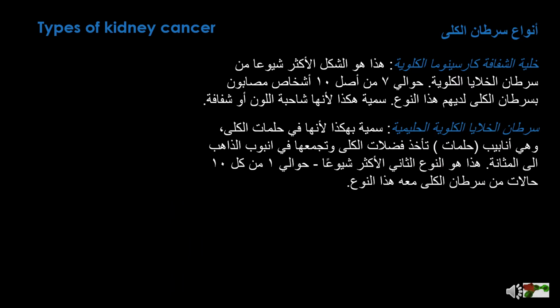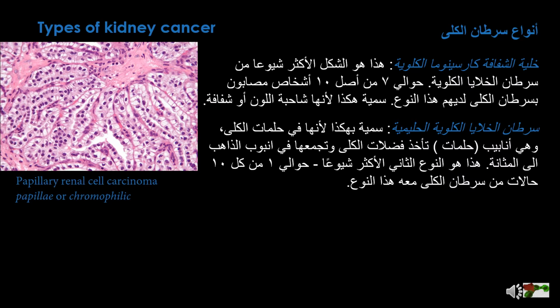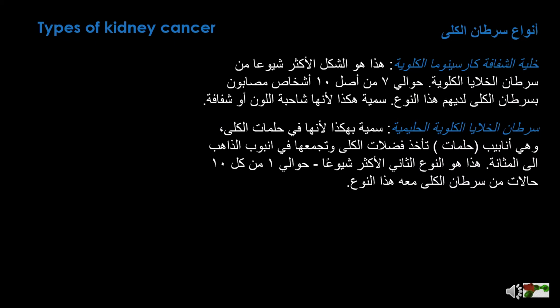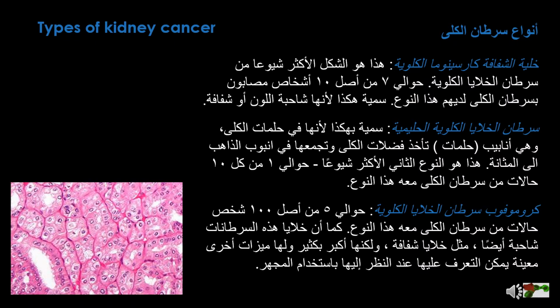Papillary renal cell carcinoma. This is the second most common subtype. About 1 in 10 renal cell carcinomas are of this type. These cancers form little finger-like projections called papillae, or chromophilic. Chromophobe renal cell carcinoma. About 5 out of 100 persons have this type of renal cell carcinoma.